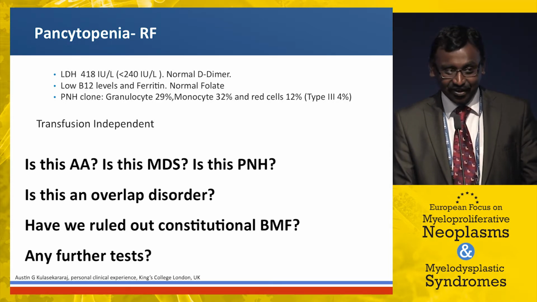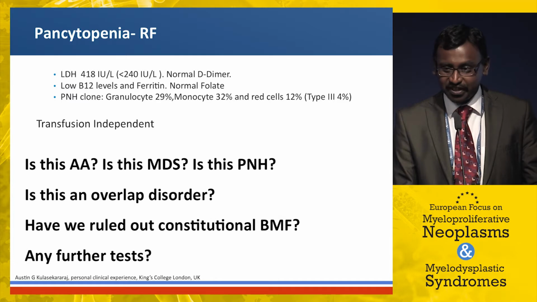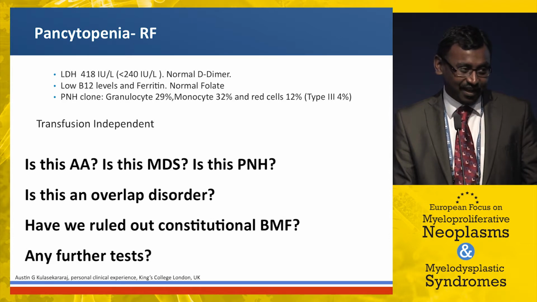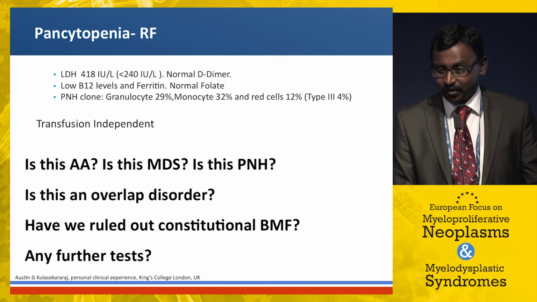So this is a real-life patient, 32, short stature, with a family history of malignancy, pancytopenia, but not transfusion dependent, with marrow which is variably cellular, trisomy 8 clone, ASXL1 clone, and a moderate PNH clone. So the question is, is this aplastic anemia? Is this myelodysplastic syndrome? What role has the PNH got in this? What is linking it? And is this an overlap disorder? Is there an entity called overlap?